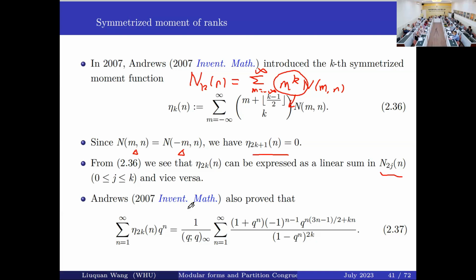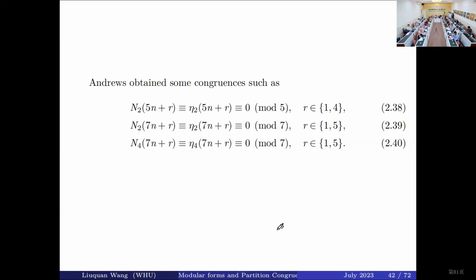Andrews found the generating function for η_2k(n). He found that the generating function can be written in this way. Andrews also obtained some nice congruences for the rank moments. For example, he proved that N_2(5n+1) and N_2(5n+4) are all divisible by 5. This also holds for the second symmetrized moment of the rank function. So η means the symmetrized moment, N is the original moment. And there are also some congruences modulo 7.